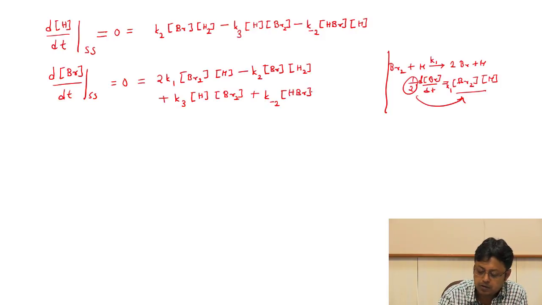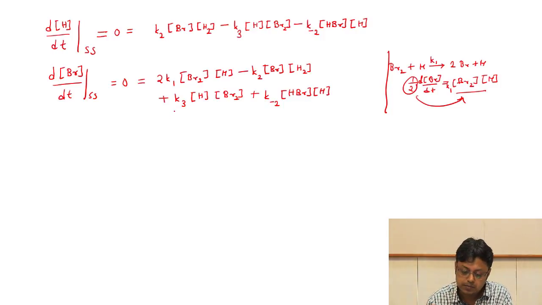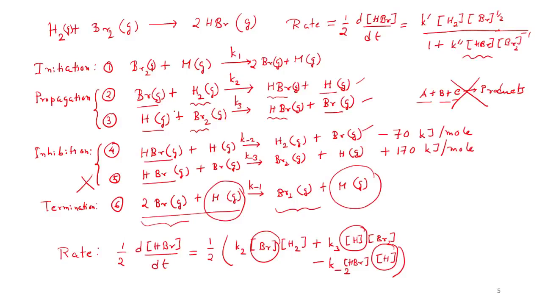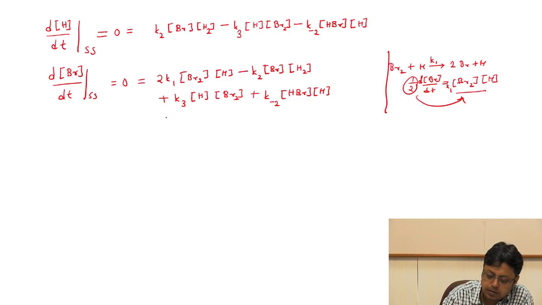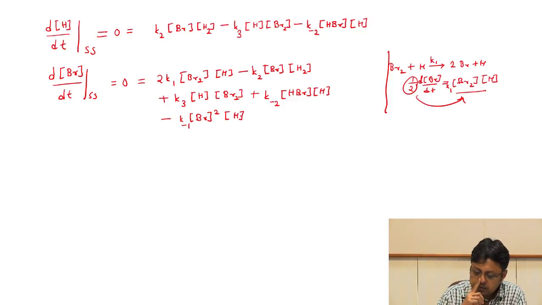And the fifth step we ignored. And the sixth step is nothing but the reverse of the first step. Here bromine is consumed, so the rate law will be Br squared into M. It is consumed, so it will be minus K minus 1 into Br squared into M. Now you can first see what the solution for the H radical is from this equation, so that will be easier.